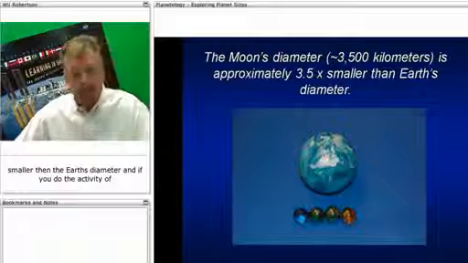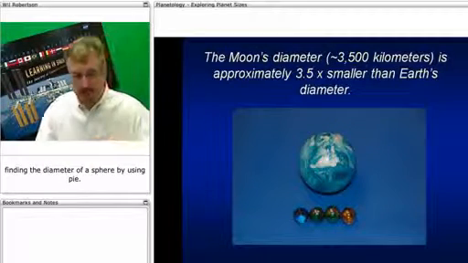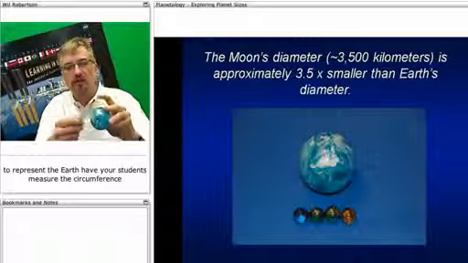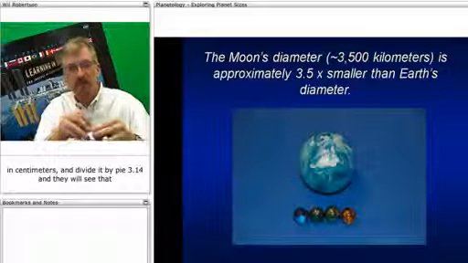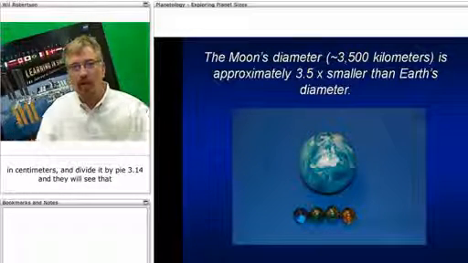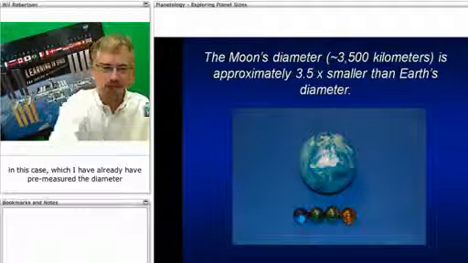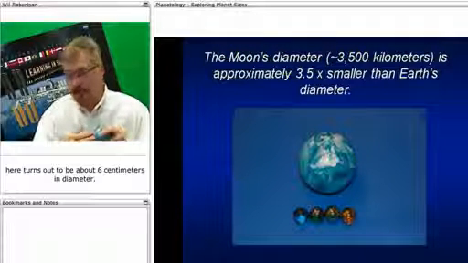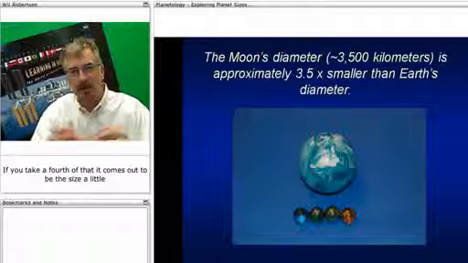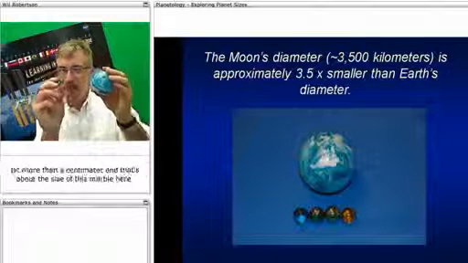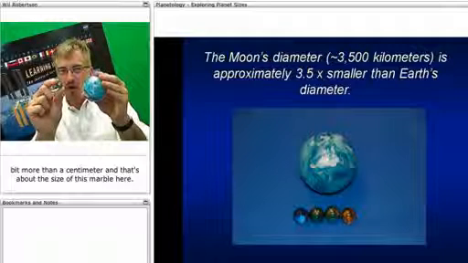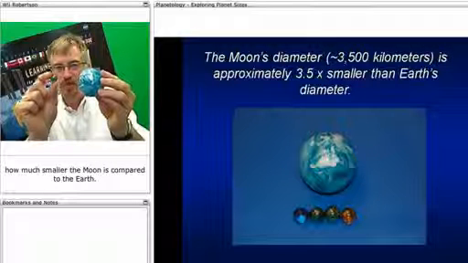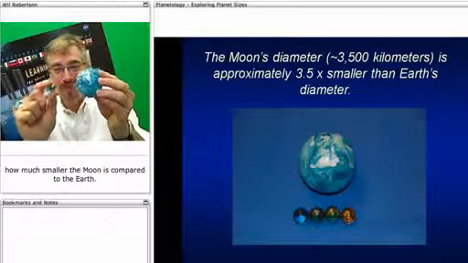And if you do the activity of finding the diameter of a sphere by using pi, in other words, you take the rubber ball that you're using to represent the Earth, have your students measure the circumference in centimeters and divide it by pi, 3.14, they will see that in this case, which I've already pre-measured, the diameter turns out to be about 6 centimeters. If you take a fourth of that, it comes out to a little bit more than a centimeter, and that's about the size of this marble here. So what you're looking at is the true scale relationship between how much smaller the Moon is compared to the Earth.